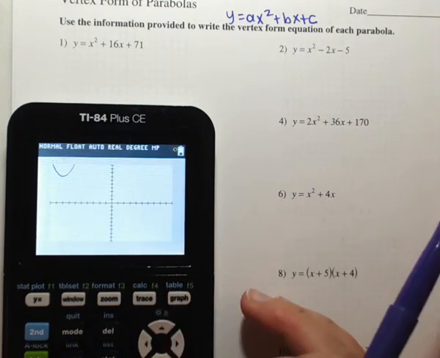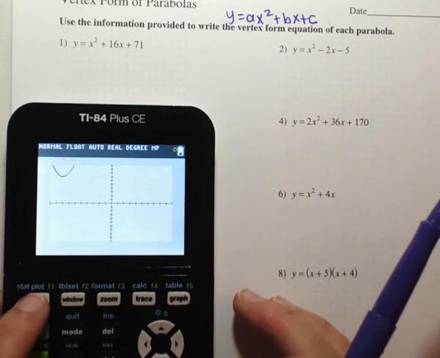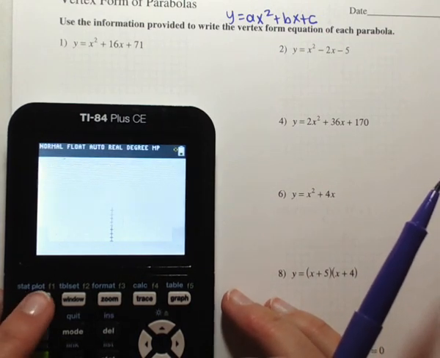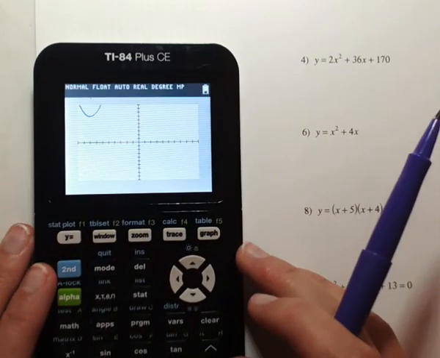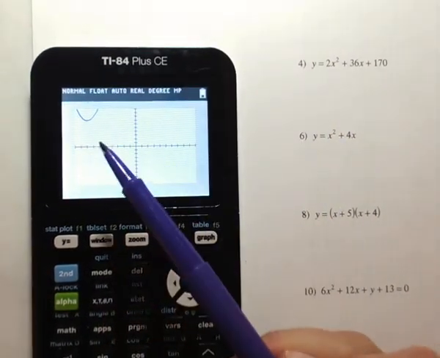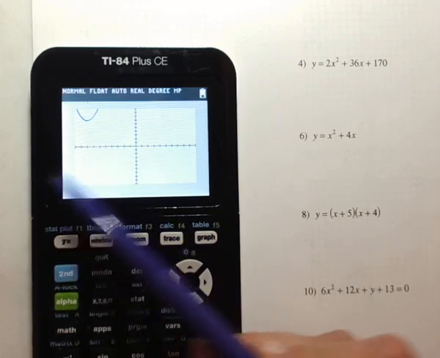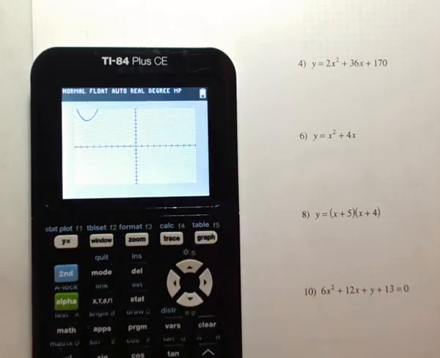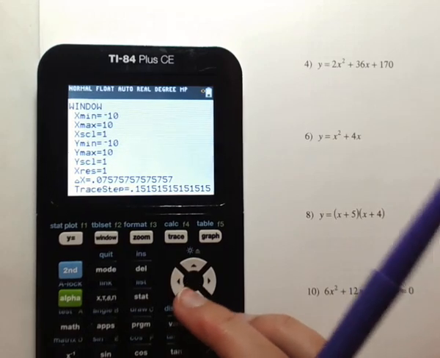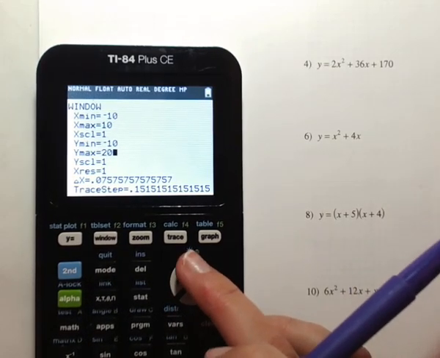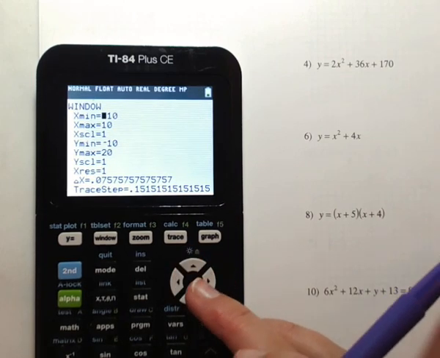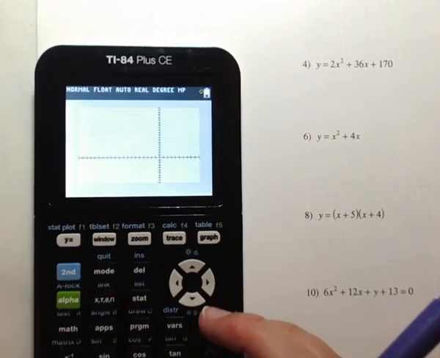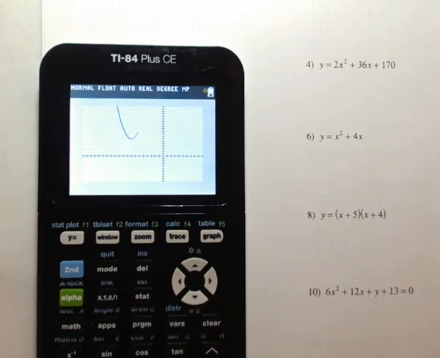So press graph, double check your equation, make sure it's typed in correctly, and it is. Okay, you can also adjust your window. Obviously, this is in quadrant 2. I need to see a little bit further left on the x and a little bit higher on the y. So if I go to window, I'm going to make my y max like 20 so I can see further up, and my x minimum, let's just make that negative 20. That should adjust my window a little bit so I can see more of the graph.